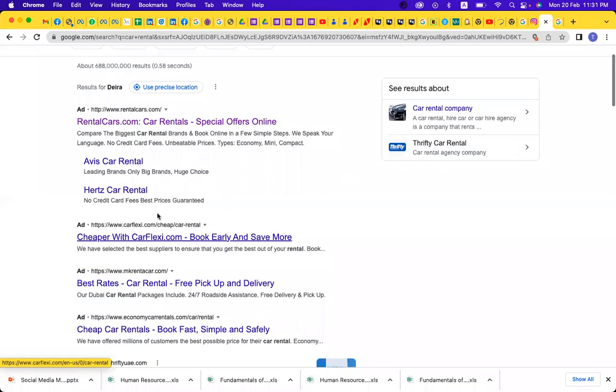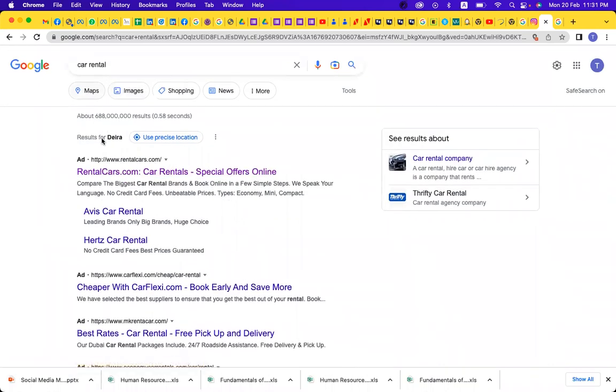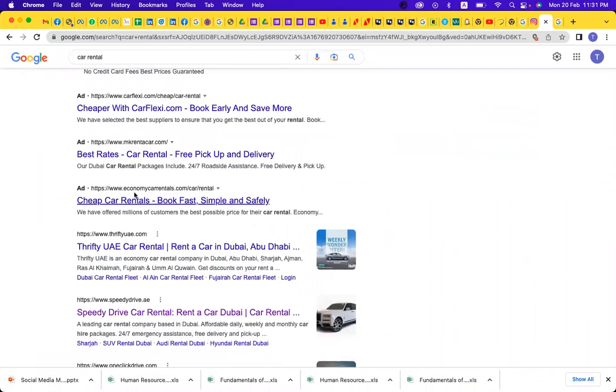And when you look at this ad, Rental Car is bidding higher, paying higher per click. Car Felix is paying the second highest for the keyword we used as our search term. Economy is the fourth, and MK Rental Car is the third. So those who pay higher, those who bid higher, are always placed at the top.